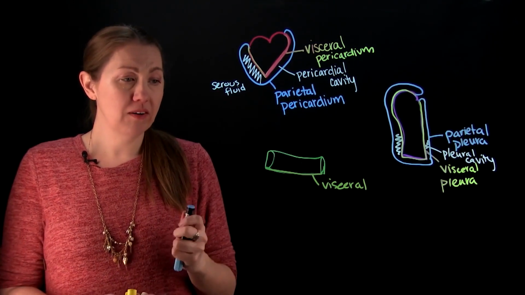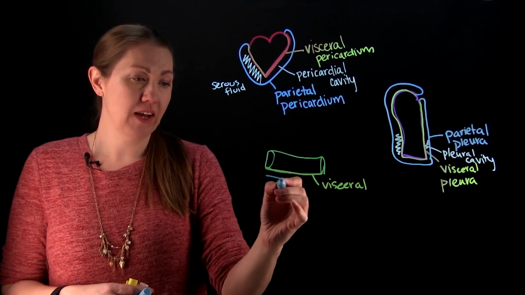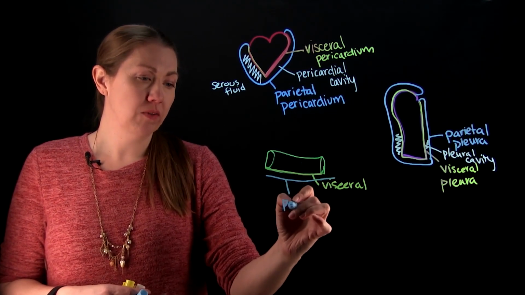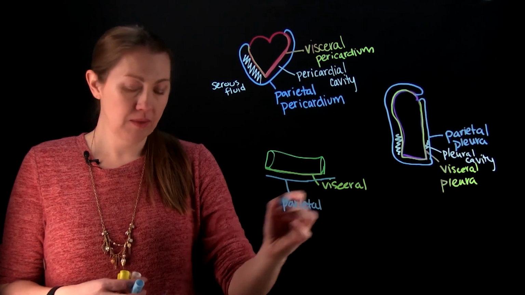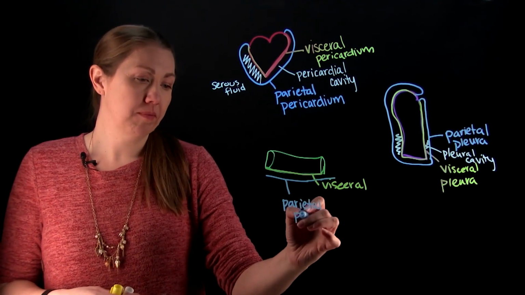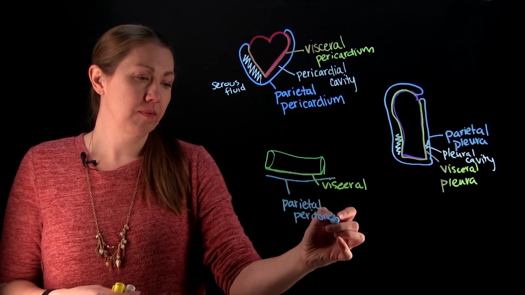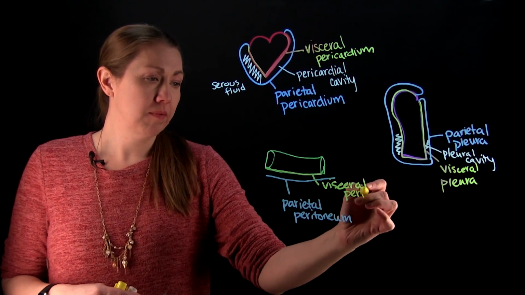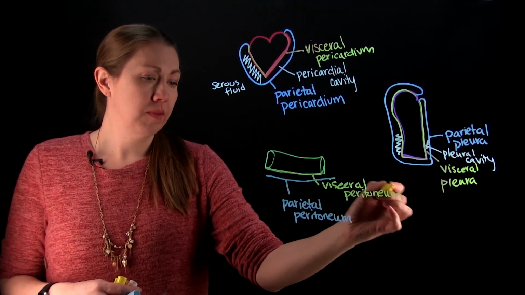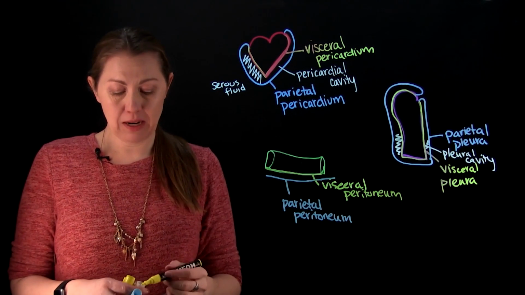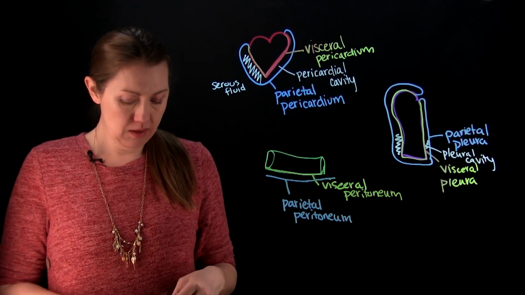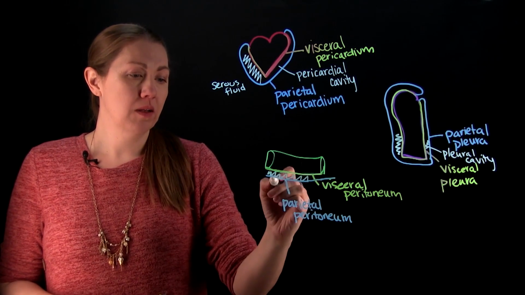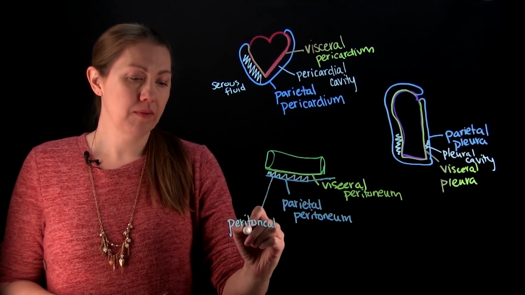You're going to have a part of that cavity that's on the outside, so it's folded back. That's going to be our parietal. But now it's a peritoneum. So we have a visceral peritoneum touching the abdominal organs, a parietal peritoneum on the outside of that abdominal cavity, and then the space in between, peritoneal cavity.